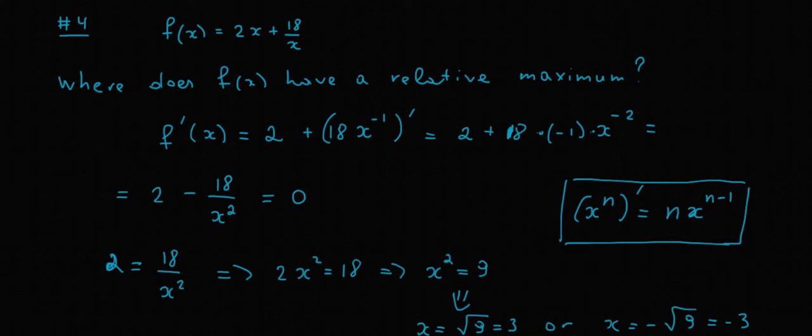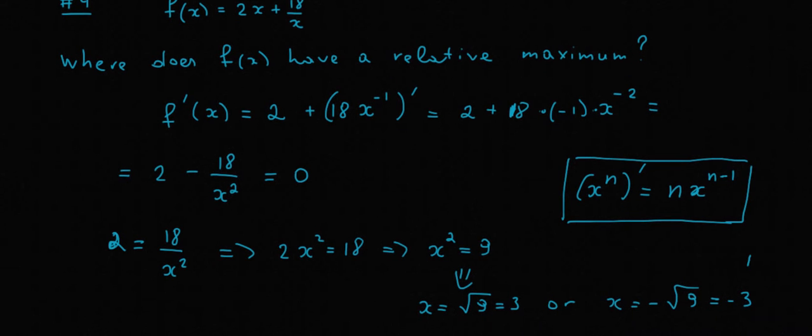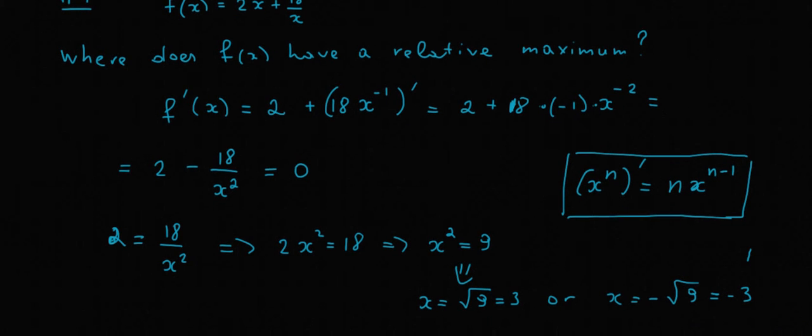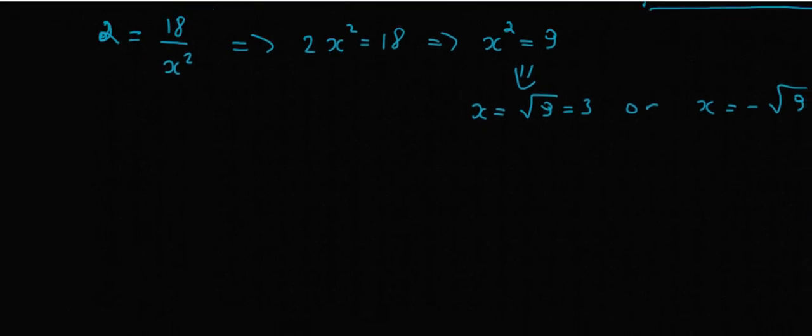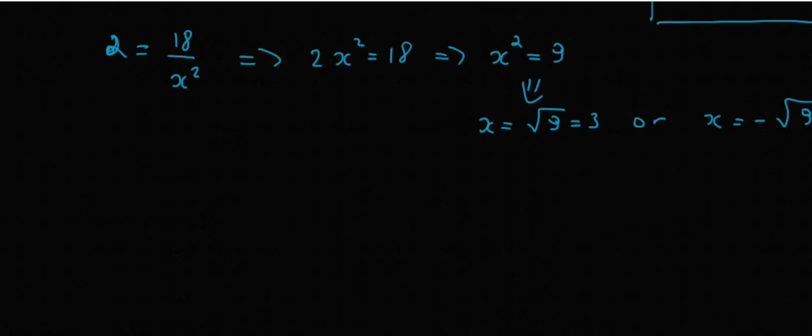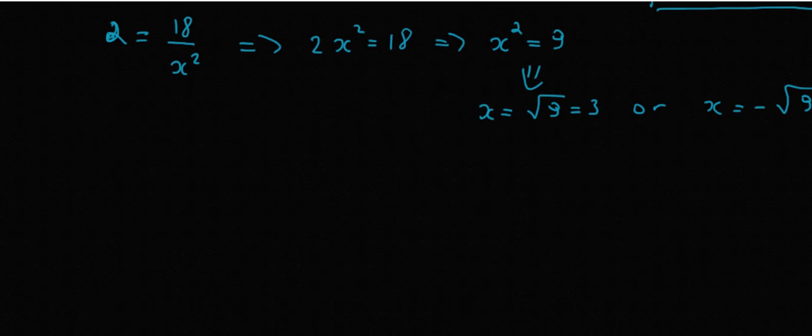And to determine which of these points is a relative maximum or which is a relative minimum, or perhaps some of these critical points are neither maximum nor minimum, we need to look at the signs of the derivative. And let's go ahead and mark on the number line the two critical points that we found.